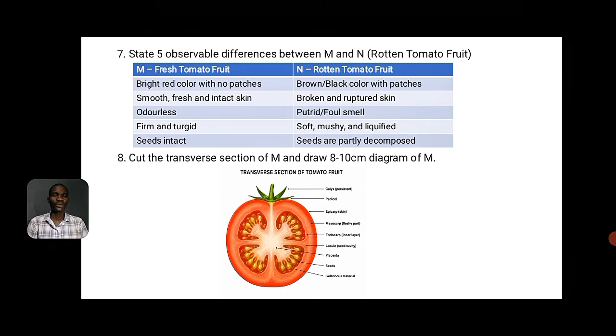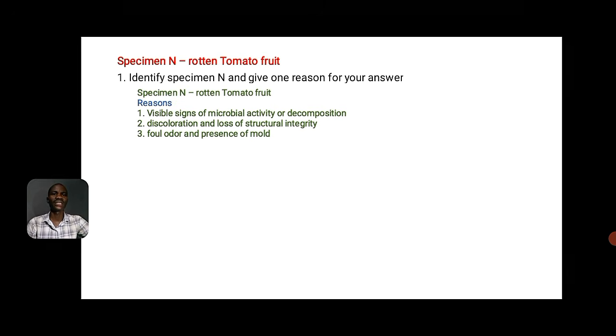So you have tomato, which is axile. Another one that is like this is orange. So both of them have axile placentation. So N is rotten tomato fruit. Identify and give one reason. So the reason here is visible sign of microbial activity or decomposition. Number 2 is discoloration or loss of structural integrity. Number 3 is foul odor and presence of mold.